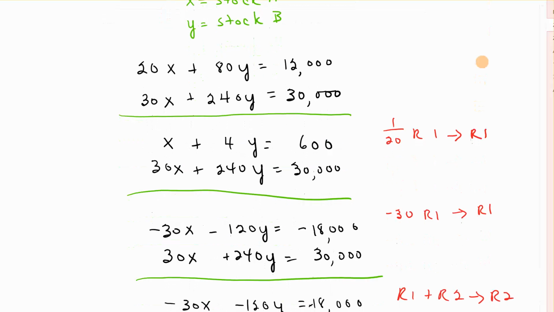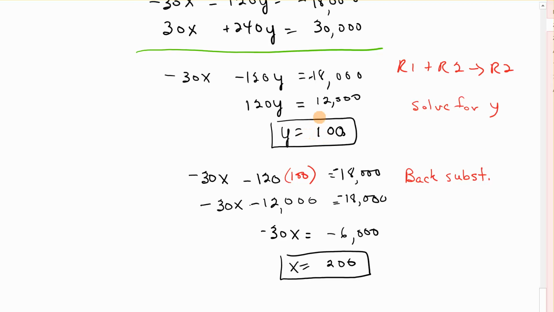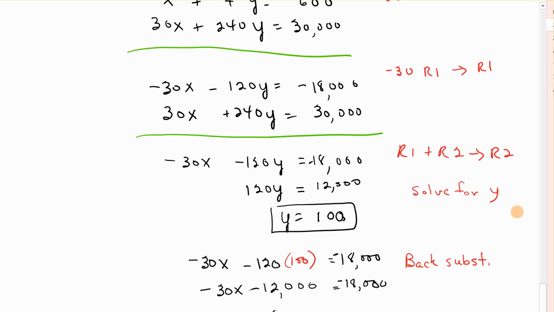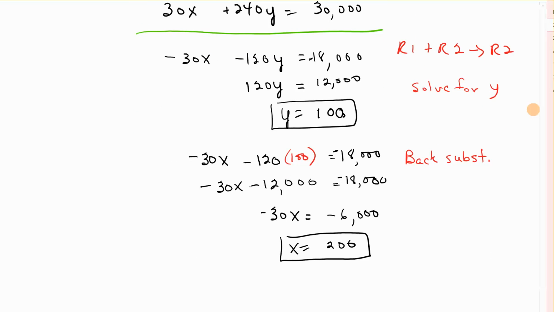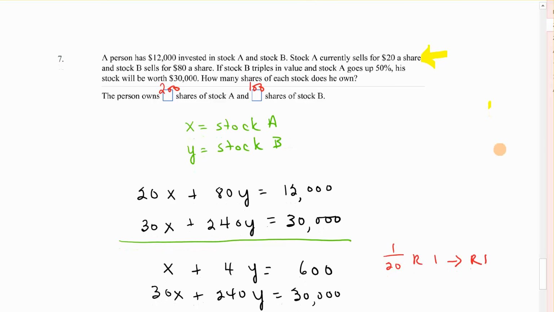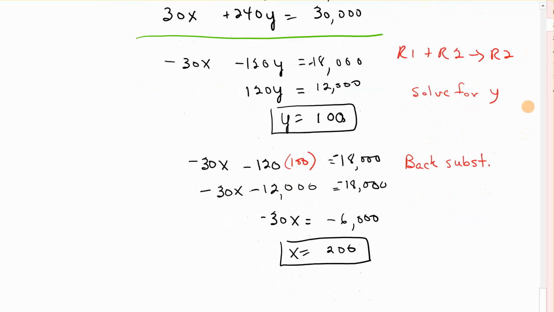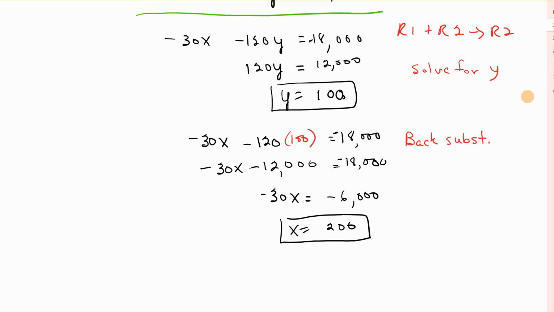Then you do your echelon method where you're trying to solve for a variable. I chose to go for Y first, and you can look through that. And then back substitute for your equation here. Put your 100 in, and you get X is 200. So that means we would have 200 shares of stock A and 100 shares of stock B. So you can look over that and make sure you know how to solve that. And that should help you with the problems for 2.1.